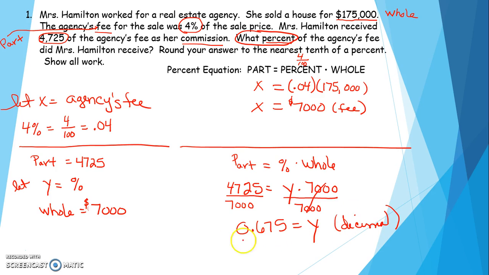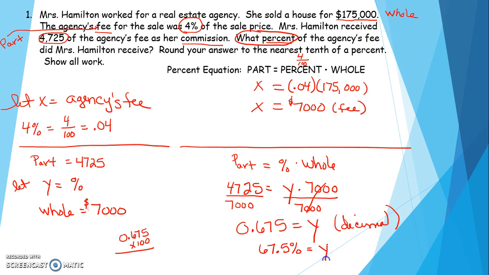Now you have to convert that decimal back to a percent. To convert that back to a percent, you just multiply by 100. So you take 0.675 times 100. That'll move that decimal point over 2 places.